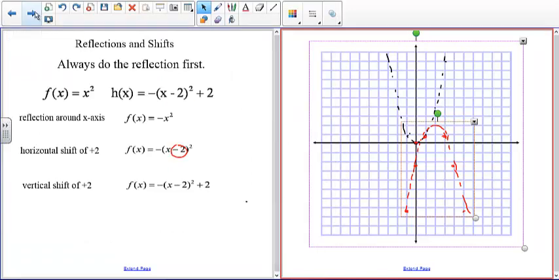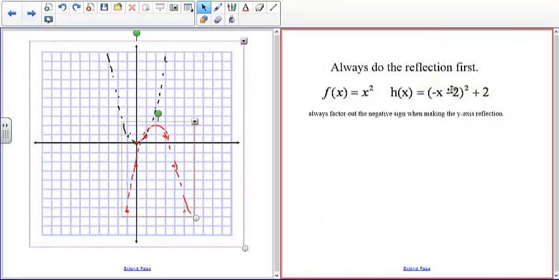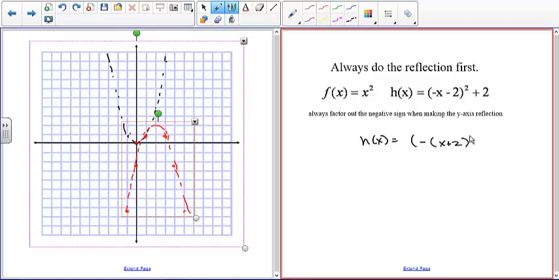Okay. Now here the negative, we have a negative inside the parentheses, but besides having to do the reflection across the x-axis first, what we do is we have to factor out a negative sign inside the parentheses. So what we'll do is we'll have negative the quantity x plus 2 squared plus 2. So what I've done is I've factored out negative 1 for both of those terms.